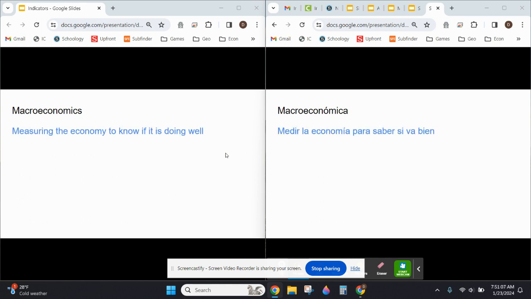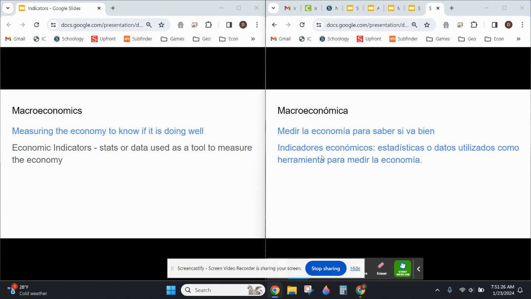So the first thing we're going to learn about for the next several days is how do we measure the economy? How do we know if it's doing good? We can say things are going good or bad, but how do we know? What stats or facts or information do we need to prove things are doing well or not well?